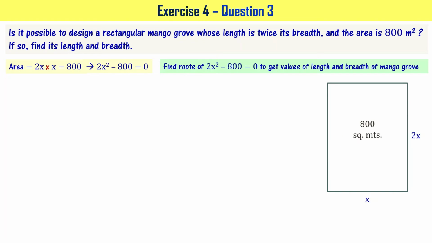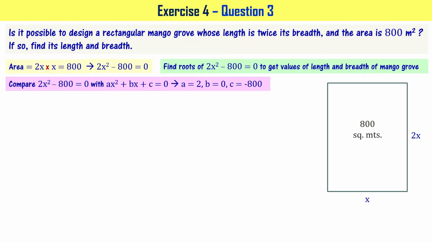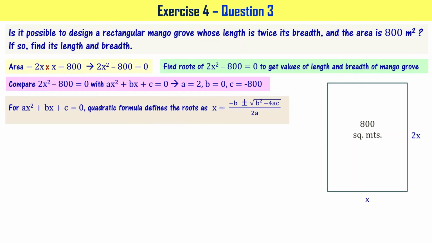To do that, let us make use of the quadratic formula. Quadratic formula is x equal to minus b plus or minus square root of b square minus 4ac divided by 2a, right? We know a equal to 2, b equal to 0, and c equal to minus 800. Let's substitute them so that we can find the value of x.